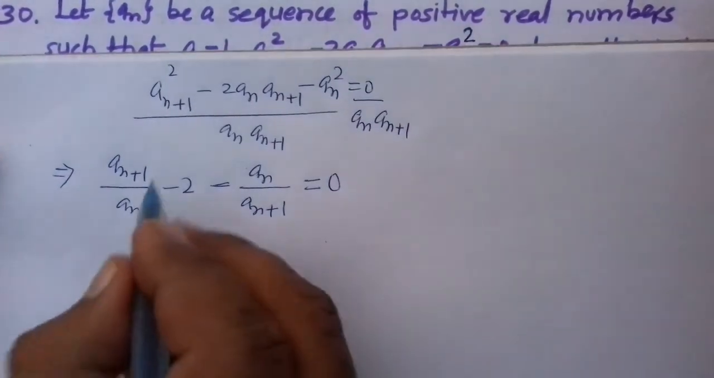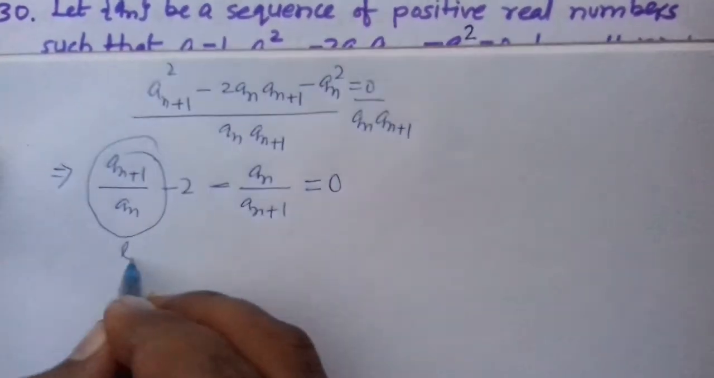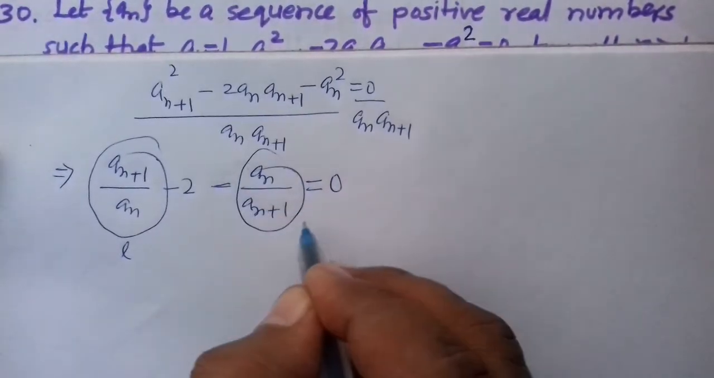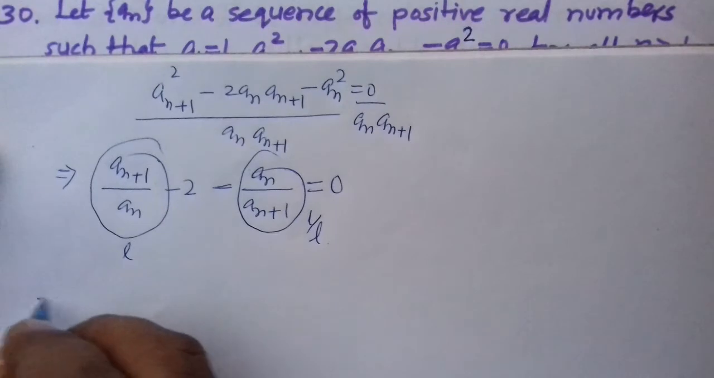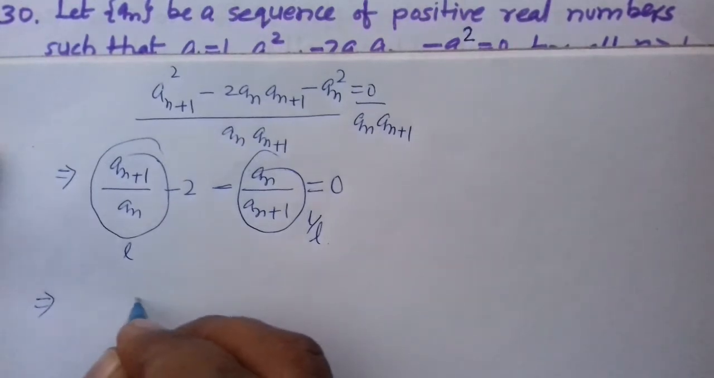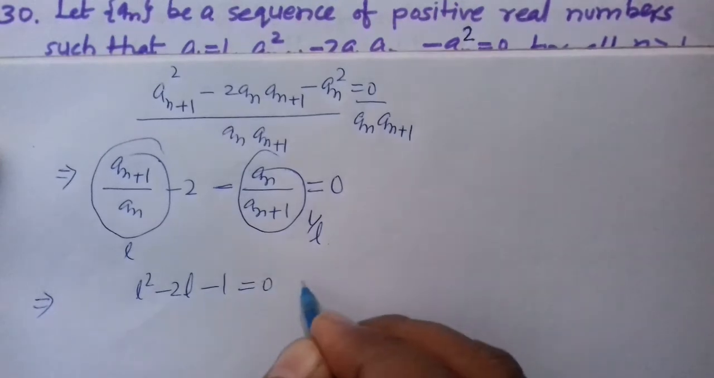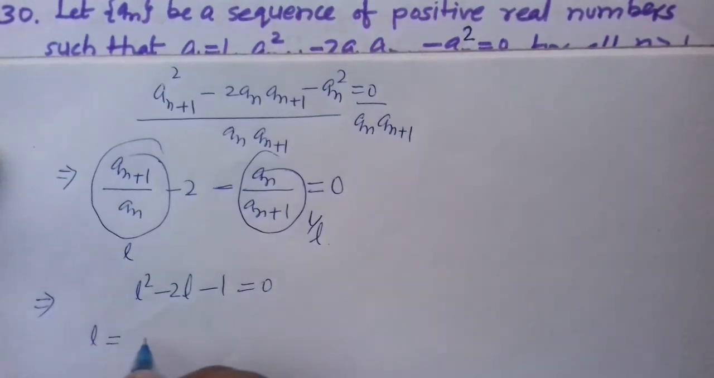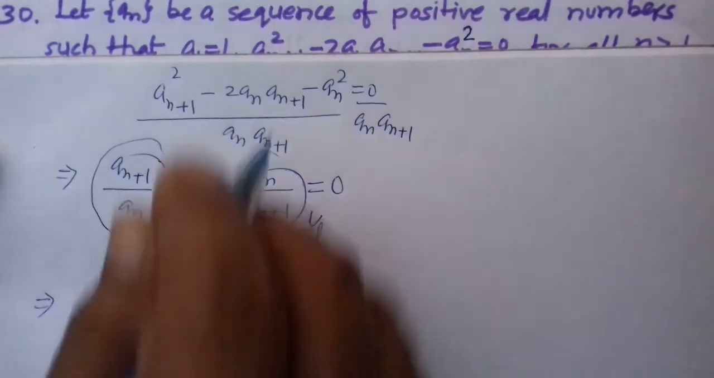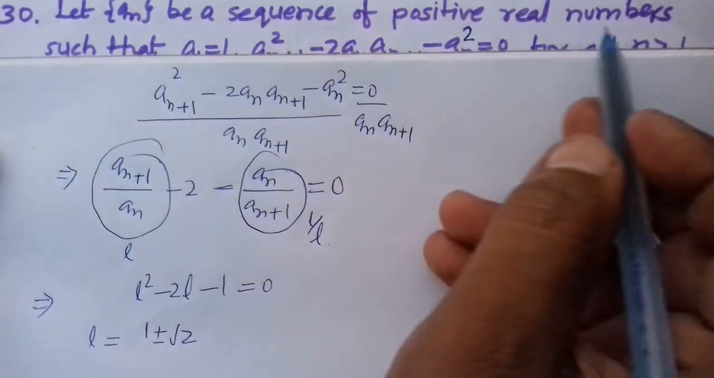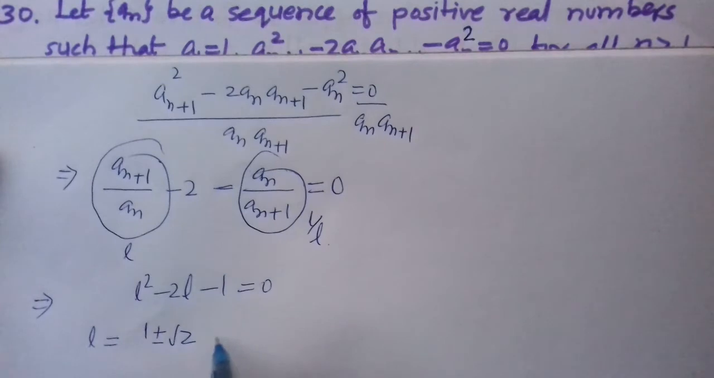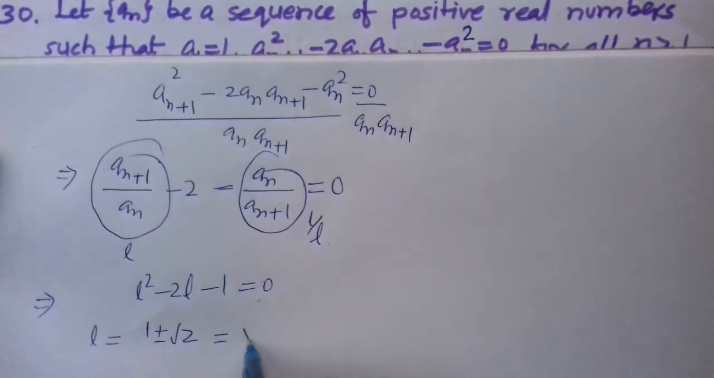Now, suppose this is L, so this will be 1 by L. So our equation becomes L squared minus 2L minus 1 equals 0. From here we get L equals 1 plus minus root 2. But here you see positive real numbers, so we have to take the positive. So the valid L will be root 2 plus 1.